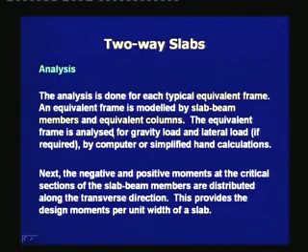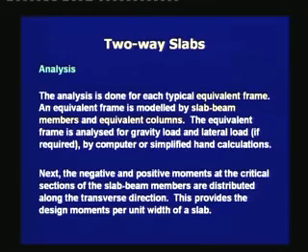An equivalent frame is modeled by slab beam members and equivalent columns. The equivalent frame is analyzed for gravity load and lateral load if required by computer or simplified hand calculations. Next, the negative and positive moments at the critical sections of the slab beam members are distributed along the transverse direction. This provides the design moments per unit width of a slab.